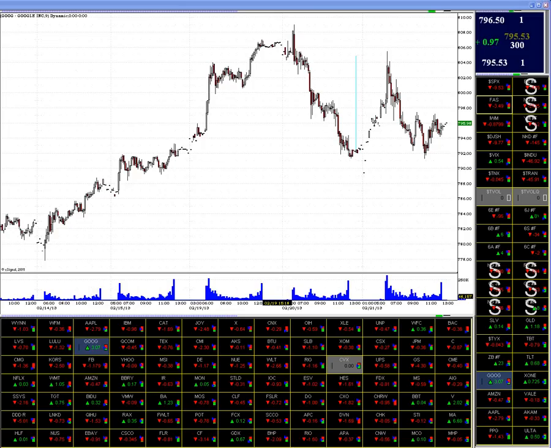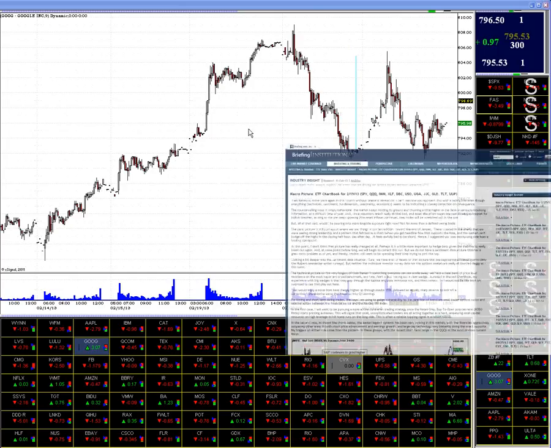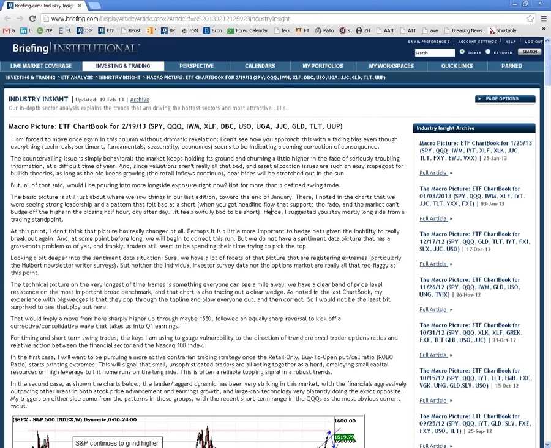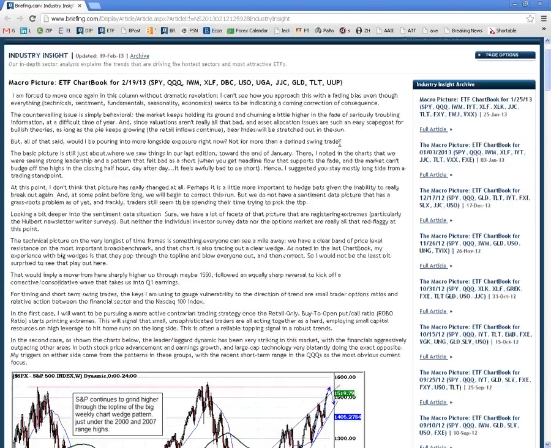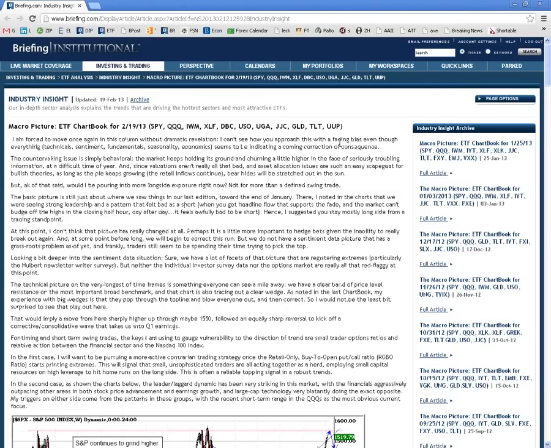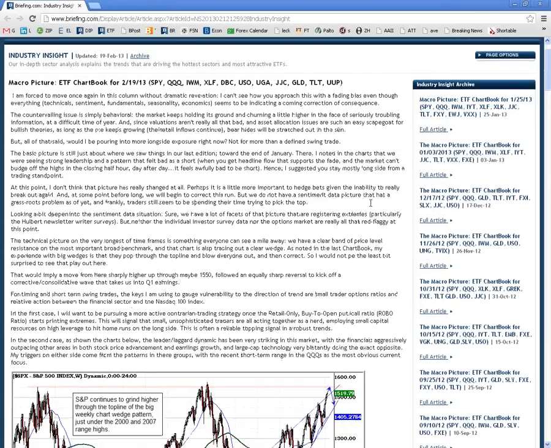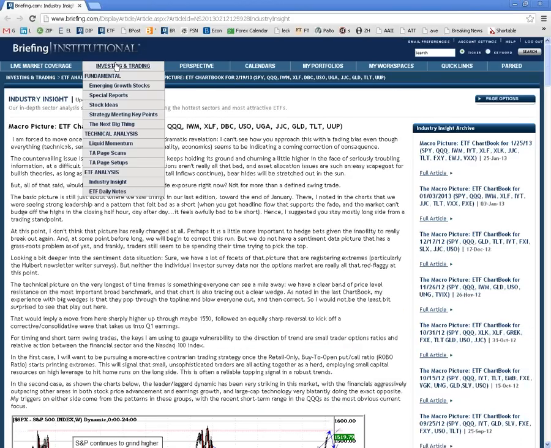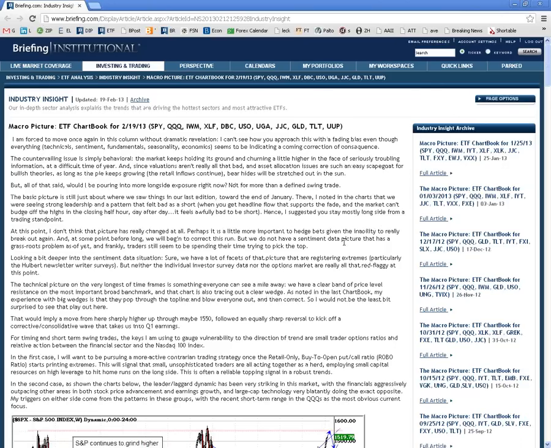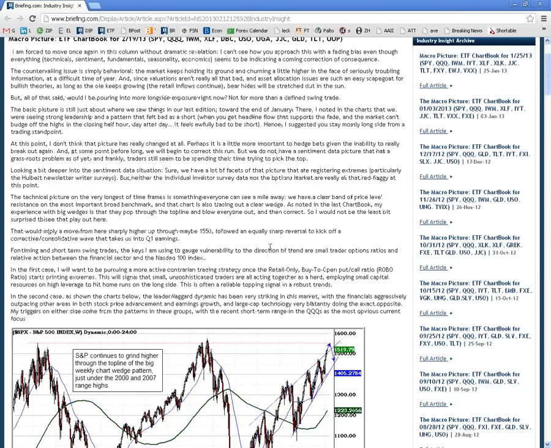Any thoughts right now on where we are in the SPX? On my chart book that I posted Tuesday morning, I cited a pattern that I thought was important, and that I cited actually in the last chart book as well. This is where I write about all this stuff, and you can see this under investing and trading. If you go to ETF analysis, this is the industry insight. I call it the macro picture.